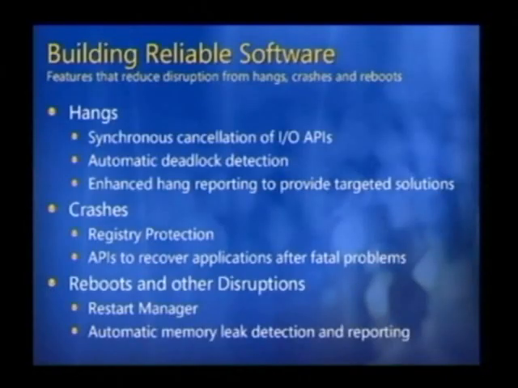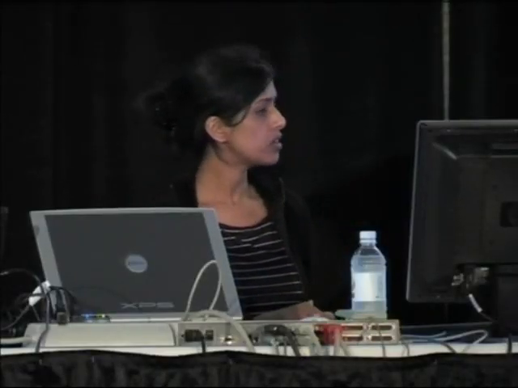The second area is crashes. In crashes, we now have registry protection. So this will prevent users from changing system settings that could make their system unusable. We also have APIs through the Windows error reporting infrastructure that applications can use to recover data after an application crashes or hangs. And we'll show you a demo of that particular feature in a few minutes.